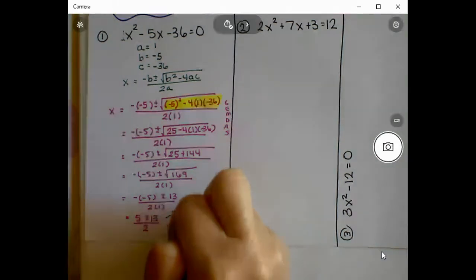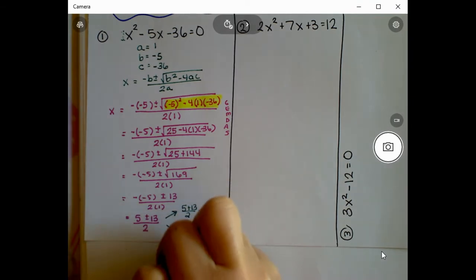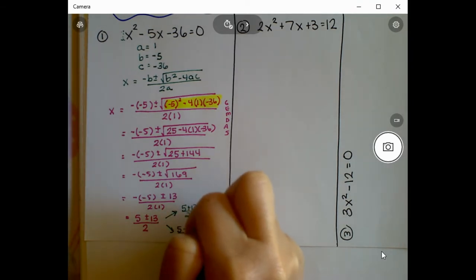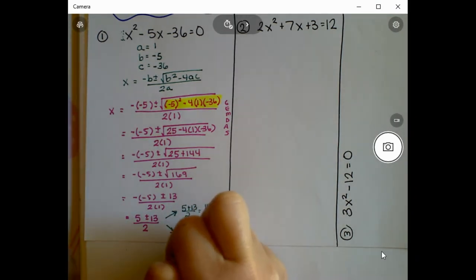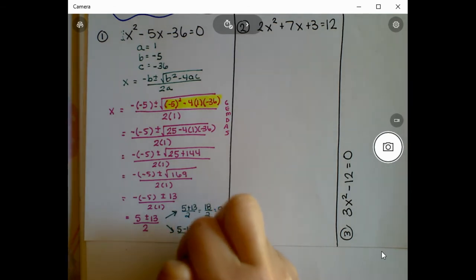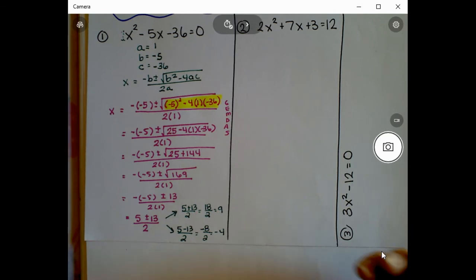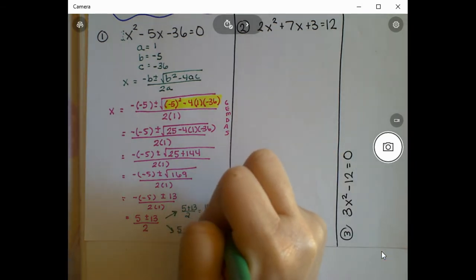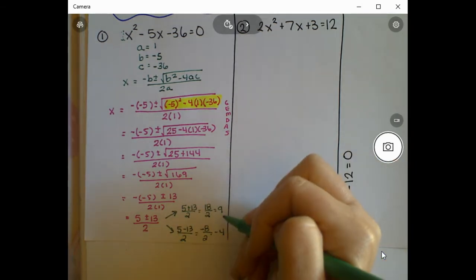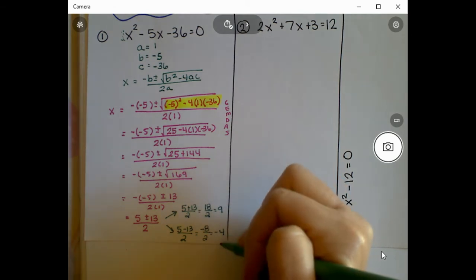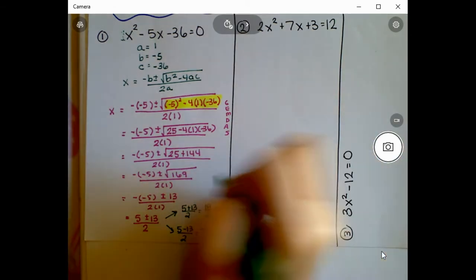5 plus 13 is 18 over 2, which equals 9. And 5 minus 13 is negative 8 over 2, which is negative 4. So the answers are that x equals positive 9 and negative 4. And I ran out of room, but you would write it like this.